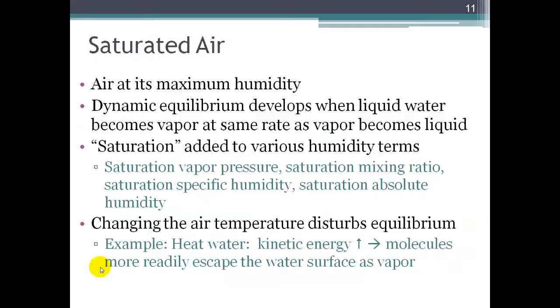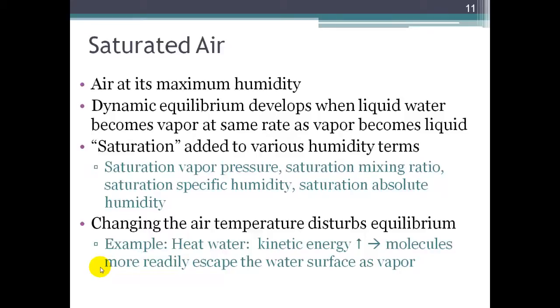When we talk about humidity in the atmosphere, saturation is an important concept. Saturation is the state when the air is holding the maximum amount of water vapor that it can hold. So there's a dynamic equilibrium that occurs when liquid water becomes vapor at the same rate that vapor becomes liquid. So that's another way of saying saturation.